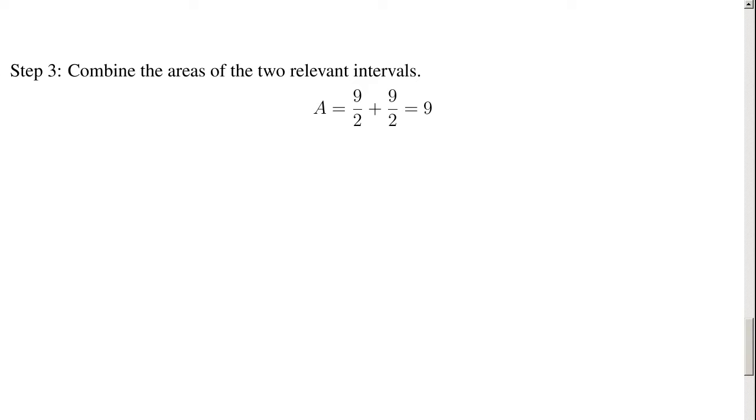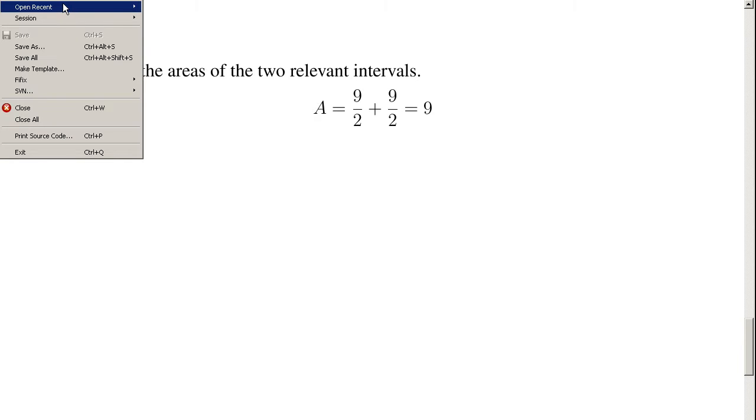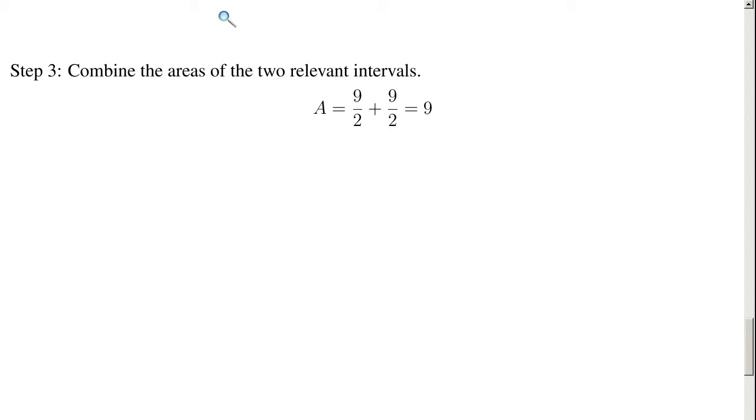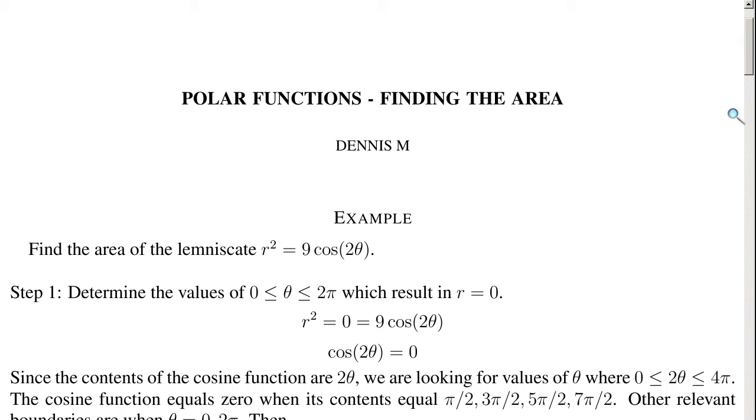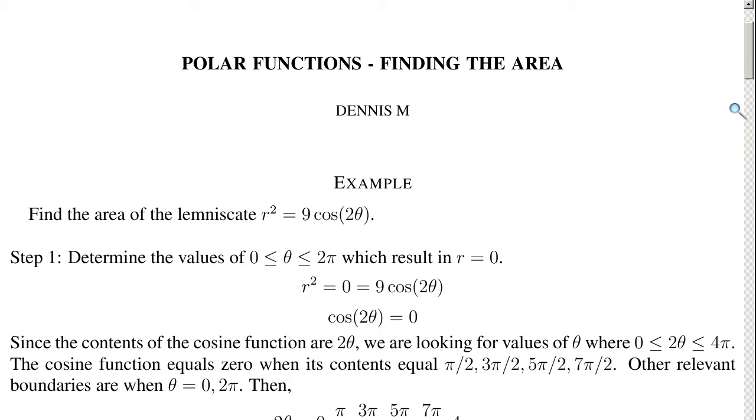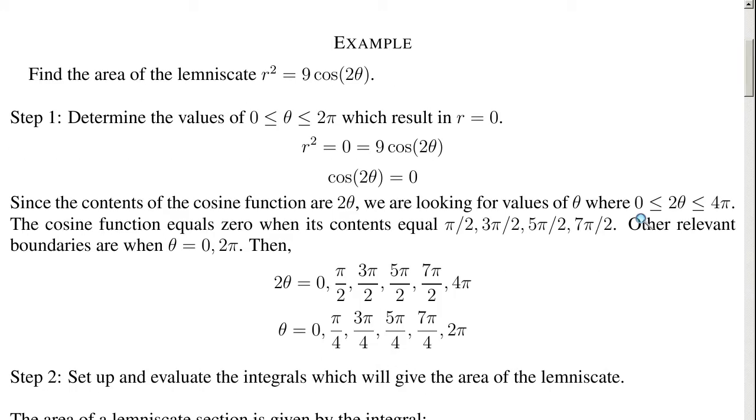Okay, I'm going to go ahead and do another example, which is a tiny bit harder, but it uses the same methodology that we just used. Okay, so for this example, find the area of the lemniscate r squared equals 9 cos 2 theta. So instead of sine, this time it's cos.